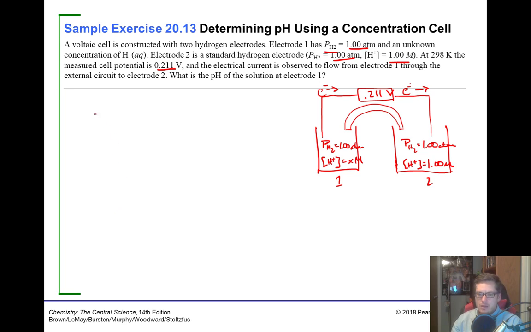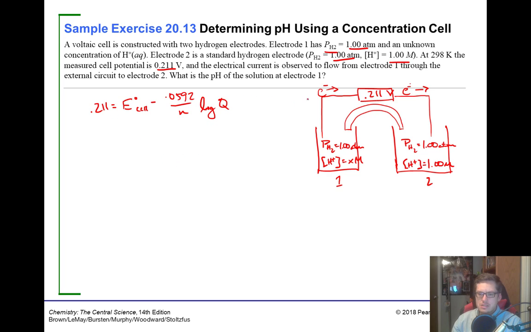Now we can start off the same way as they did before. We're going to use the Nernst equation, right? So we know that 0.211 is equal to our E standard minus 0.0592 divided by the N times the log of our Q. So we've got to fill in a couple of these other spots.